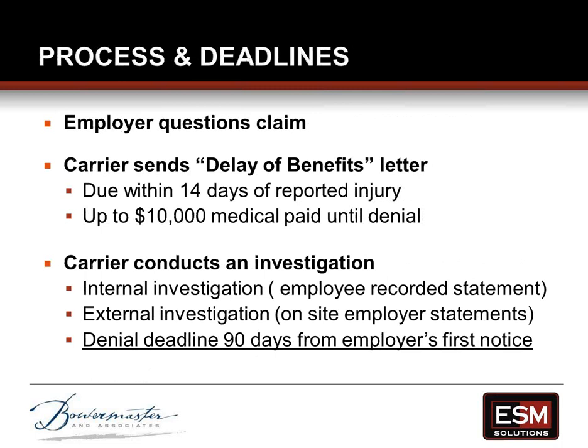There are certain processes and deadlines that the insurance company, the claims handler, must follow. Once you, the employer, question the claim, the carrier then sends out a delay of benefits letter. That delay letter is due within 14 days of you reporting the claim. During the delay period, up to $10,000 will be paid in medical coverage, or until the delay is sent. That would be paid for by the insurance company through your premium, through your policy.